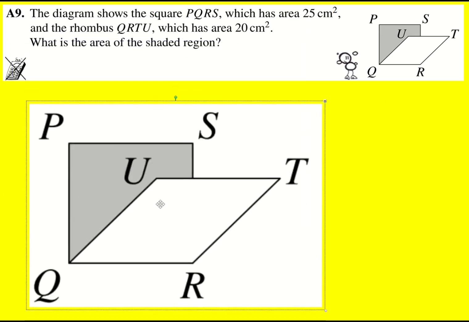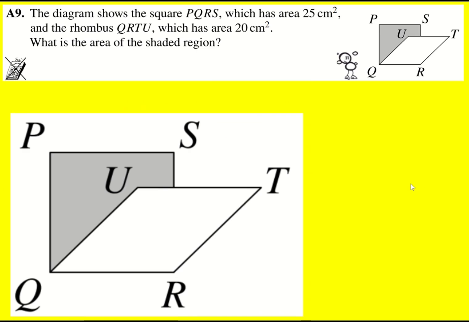We've got a square and a rhombus. So that's very important. Basically, all the sides are going to be the same length. We're told that the square has an area of 25, so that means it has side lengths of 5. So 5 here, and 5 here, and 5 here, which also means this is going to be 5, this is going to be 5, and UT is going to be 5. I'm not going to label that one, but I've got to be aware of it.